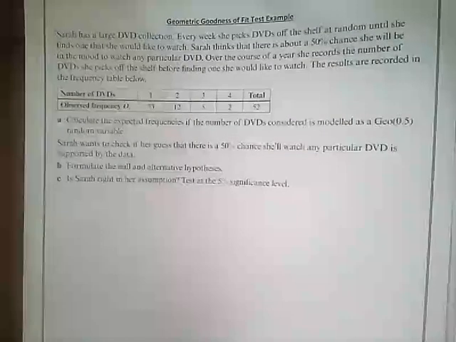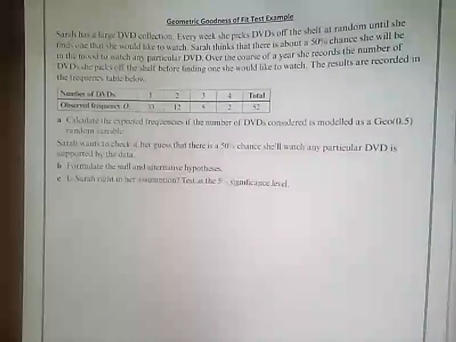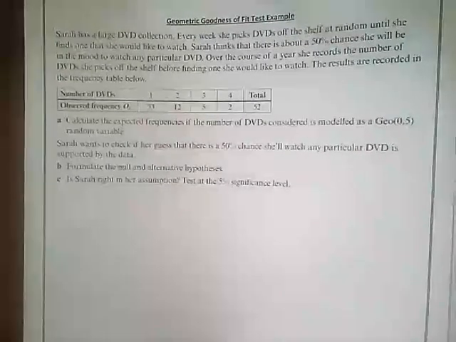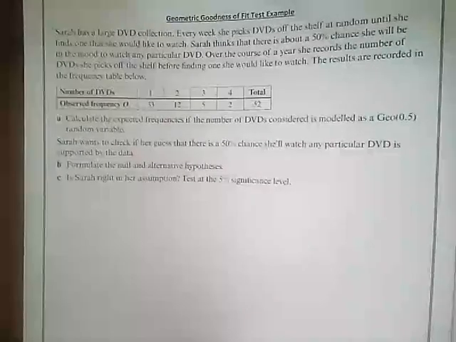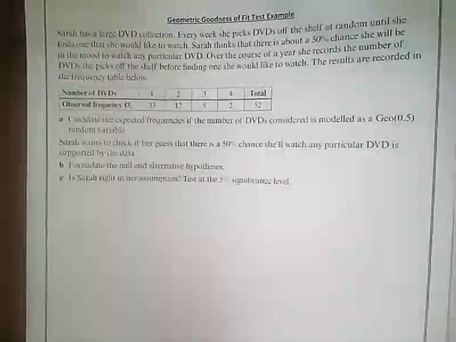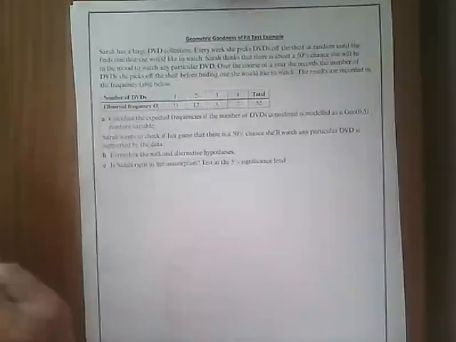Question A, calculate the expected frequencies if the number of DVDs considered is modelled as a geometric distribution with a probability of 0.5. Sarah wants to check if her guess that there is a 50% chance she'll watch any particular DVD is supported by the data. So we've got to formulate the null hypothesis and alternative hypothesis and then see if she is correct. Now you might remember this, year 13's talking about this because of how silly the context is, that you would just pick the DVDs off without looking and then looking at them. But anyway, fun and hilarious.